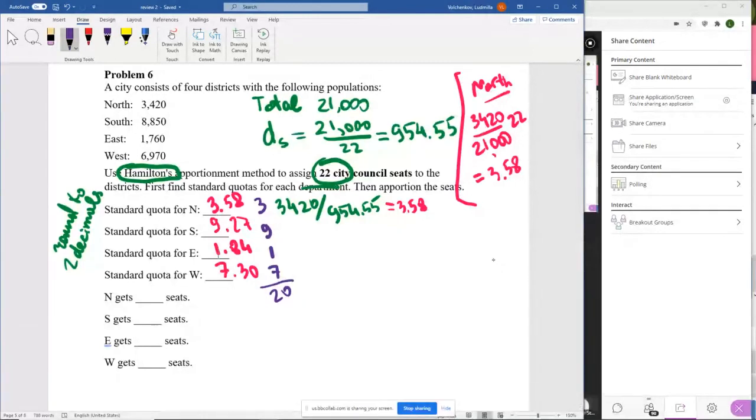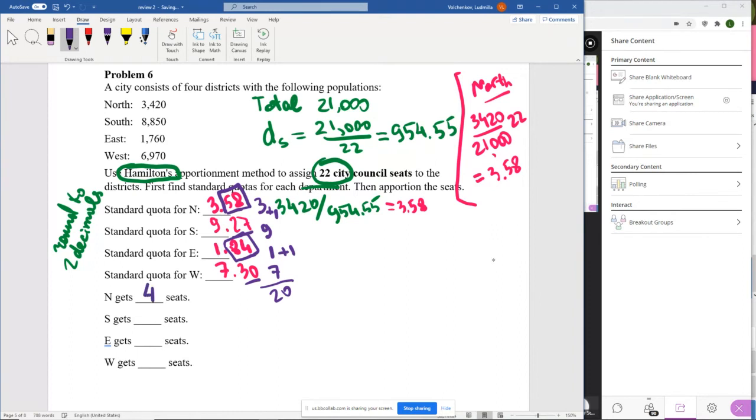Okay, so we got 20, so 2 extra seats, and we have the decimal parts 58, 27, 84, and 30. We must choose the 2 greatest decimal parts, and they are 84 and 58. 84 is the greatest one. The next greatest is 58. It means that north and east get extra seats. Now, when we add this, we will get 22.